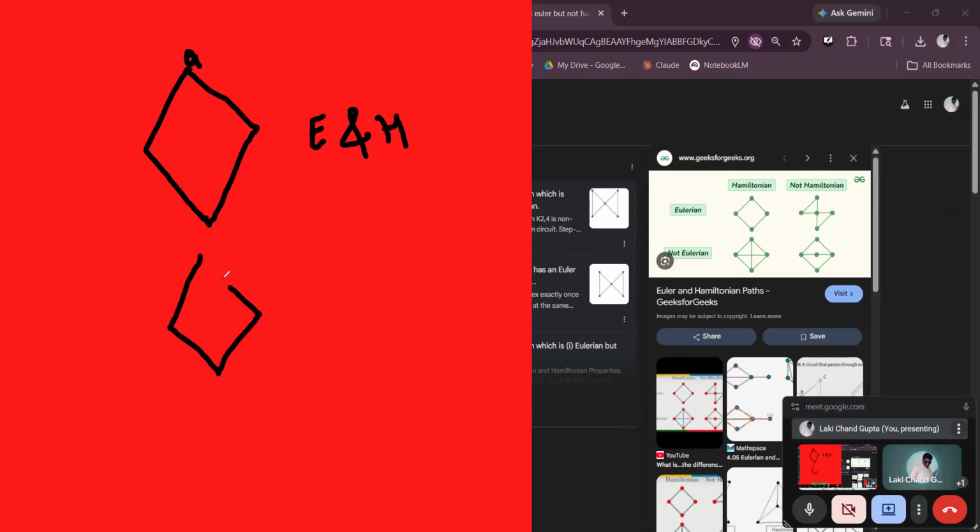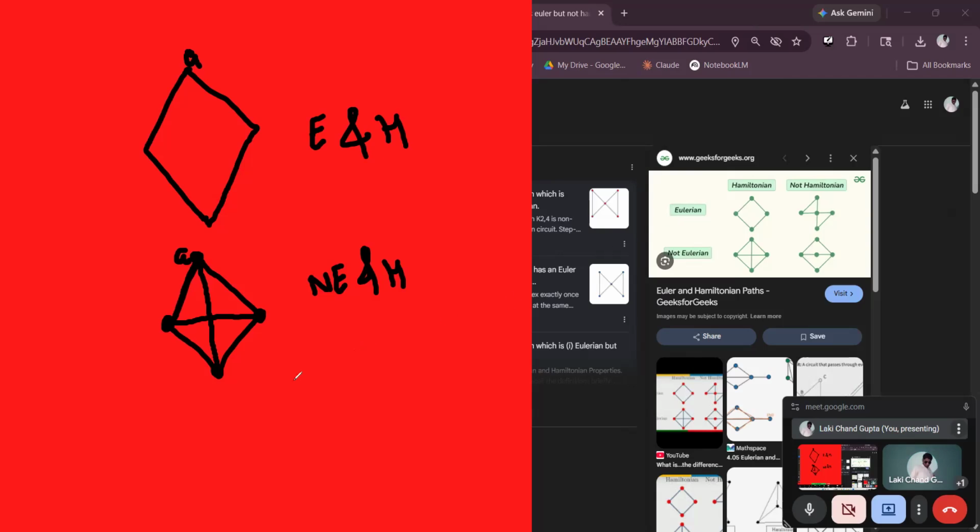This graph is Hamiltonian but not Eulerian. Why? Because when you start from point A, you cannot return to point A covering all edges. You can try. And I already told you the degree of each vertex is not even. This is not Eulerian but Hamiltonian.